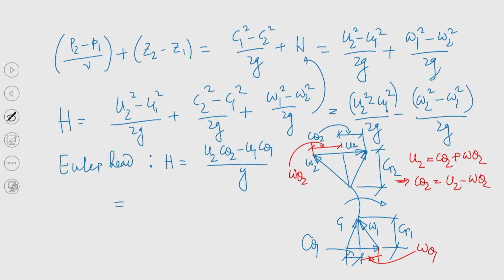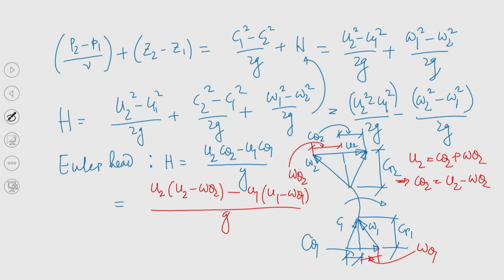So, if I now write it, we can write u2 into u2 minus w theta 2 minus u1 into u1 minus w theta 1. In a similar way, we can write c theta 1 in terms of the w theta 1 and u1. So, if we now go to the next slide, what we can write? We can write u2 square minus u1 square by g. So, we can write that h equal to u2 square minus u1 square by g.